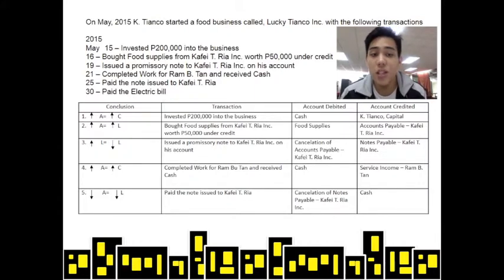Since you're removing the liability, it's a decrease in liability, so it's under debit now. So it's going to be cancellation of notes payable for the company, so it's Cafeteria Inc. For your account credited, since you're decreasing an asset that's under credit, you're putting cash.